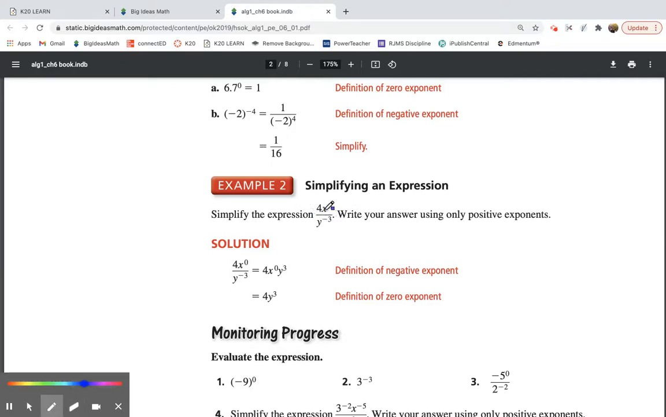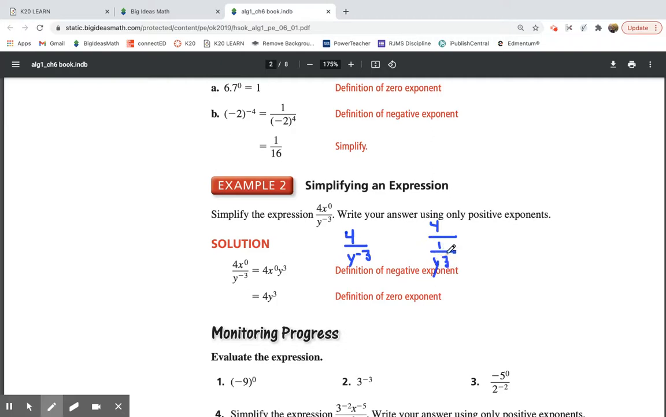So I'm going to look at that first. X to the 0 power, anything to the 0 power we know equals 1. 4 times 1 is 4, so far all I've done is solve the top. I have 4 over y to the negative 3rd power. Well, I can't do y to the negative 3rd power until I get rid of that negative exponent. So for this, we have to do 1 over that. But I already have 4 on top of it, so it's 4 over 1 over y to the 3rd power. It's now positive.